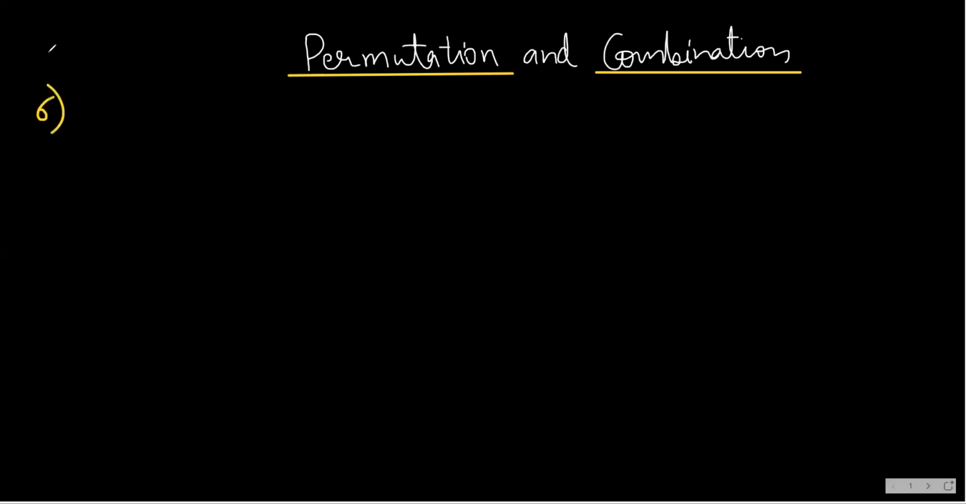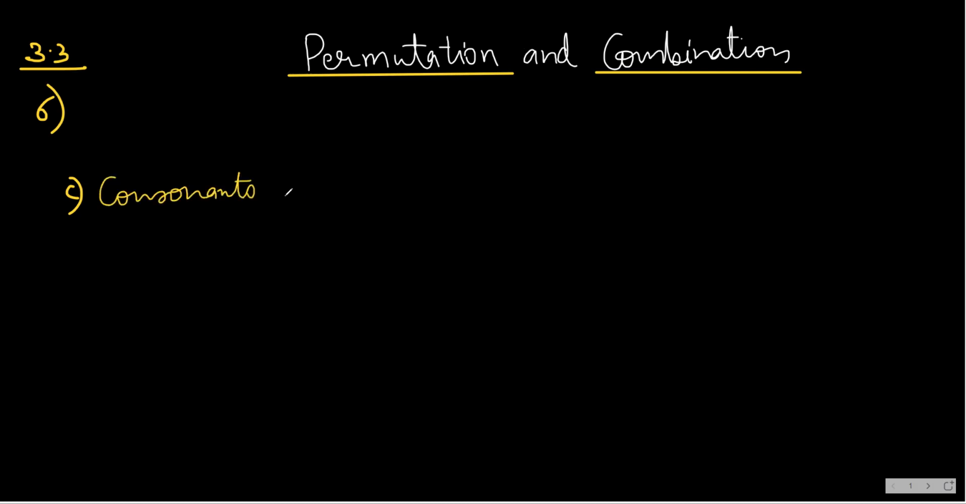Question number 6, exercise 3.3, topic permutation combination. We have done the first two cases. The third case is C, which is consonants are at even position.